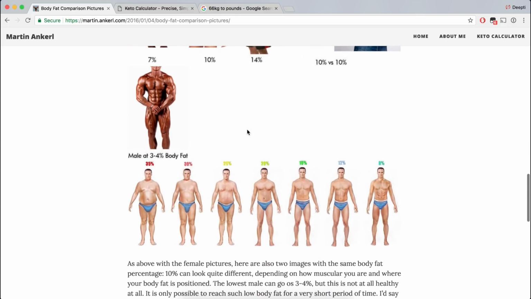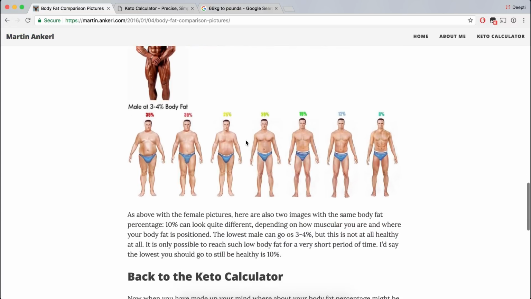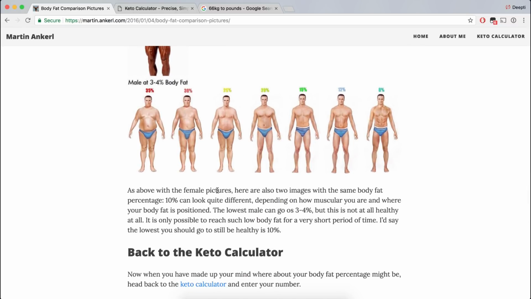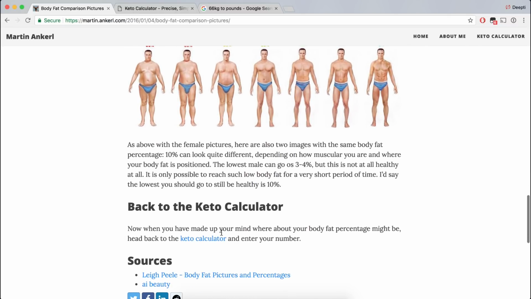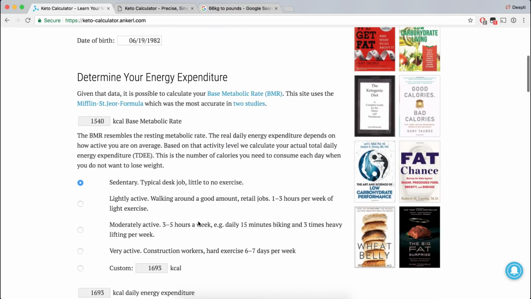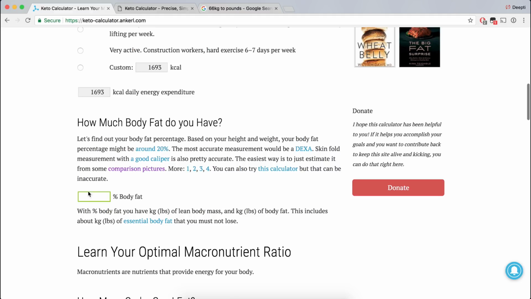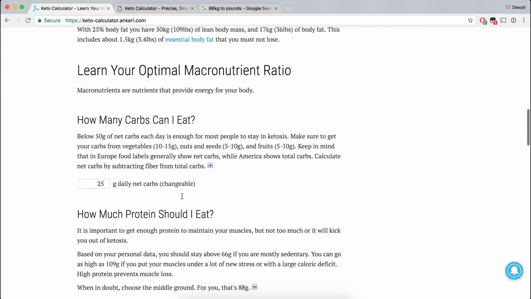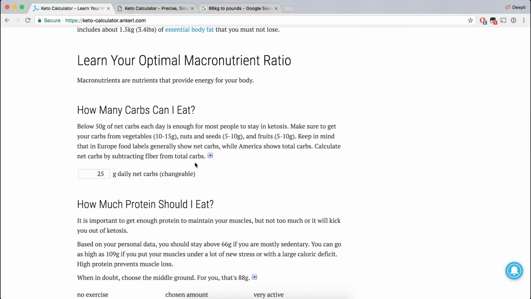So I think, going by the graphic here, I would probably be at the 25% mark right now. So even if you have a relatively accurate amount here, I mean if you get a relative idea of your body fat, that's more than enough for the keto calculator. Once you have made up your mind, head back to the keto calculator. Alright, so back to the keto calculator, and I'm going to put in 25%, which is what I think I am. Alright, now it's time to learn my optimal macronutrient ratio.